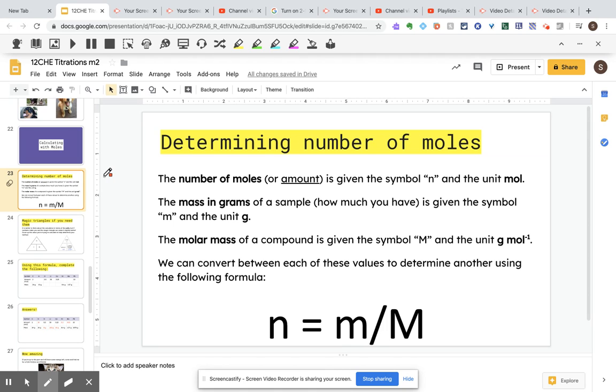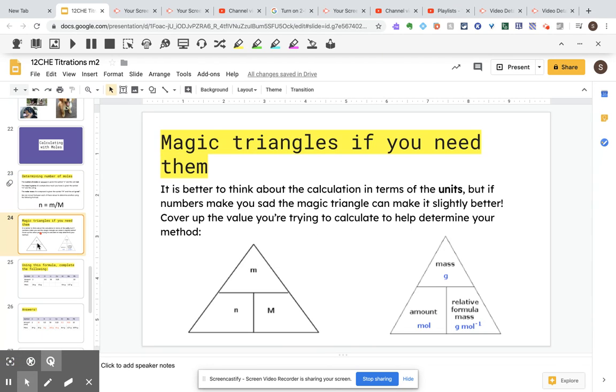So number of moles, or n, is equal to the mass in grams of the sample divided by the molar mass of the compound. So if you need to, you can use a magic triangle. The way that these work is that you cover up the thing you're looking for. So let's say that we are trying to determine mass. So I'm going to cover up the mass symbol there.